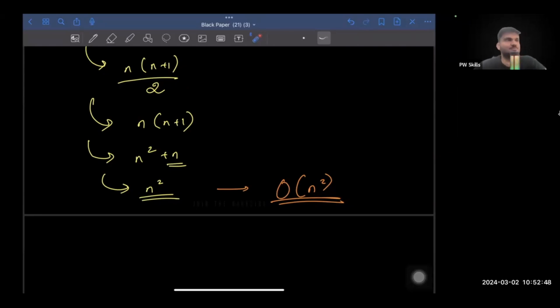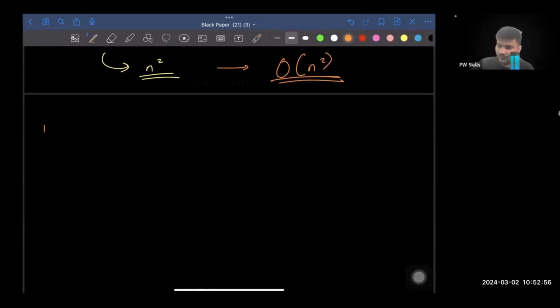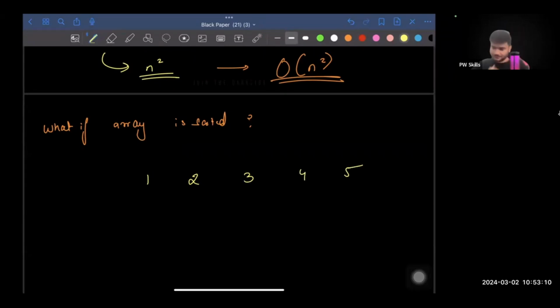Now, what will be the best possible case of selection sort? You might think the best case is when the array is already sorted. Let's say the array is already sorted, for example, 1, 2, 3, 4, 5. Now, let's apply selection sort.